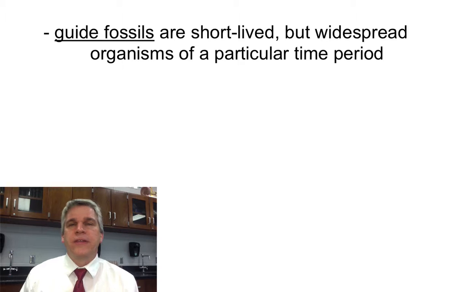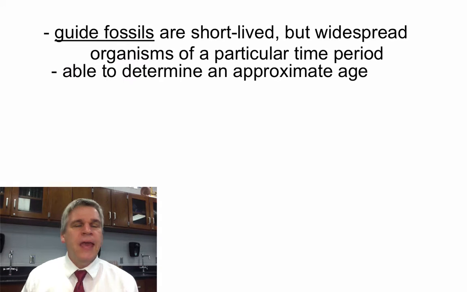Another way that you can date fossils is by using guide fossils. These guide fossils are short-lived but widespread organisms of a particular time period. So these would have been organisms that lived all throughout the planet, but they didn't live very long, so we don't see them in multiple different layers of rock. And so that can give us an approximate age.